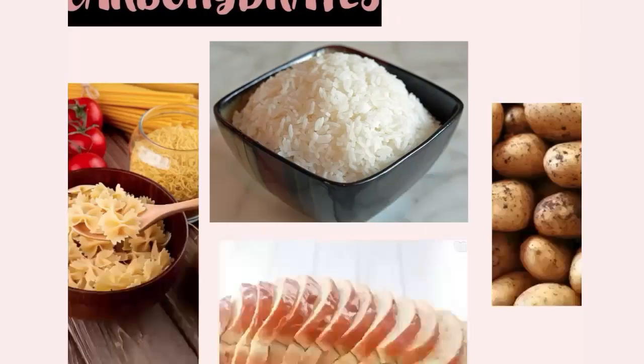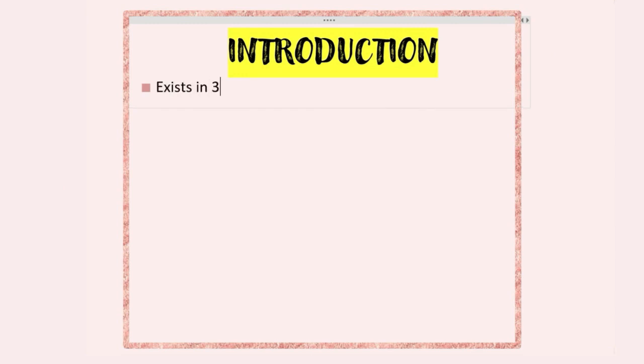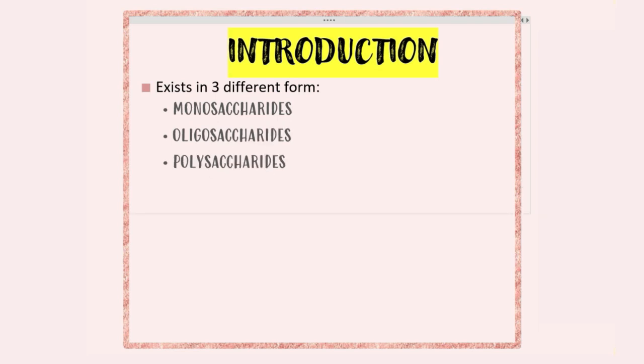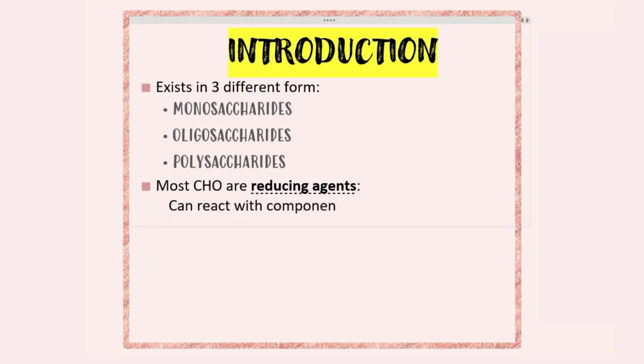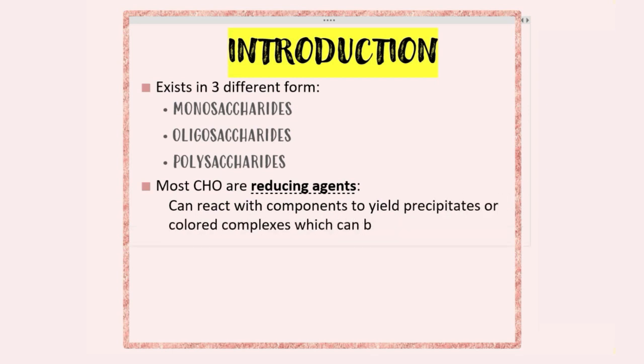Okay, so let's rewind back to some basic chemistry. We all know that based on the number of monomer molecules, dietary carbohydrate can be classified into either monosaccharides, oligosaccharides, or polysaccharides. Another fact that must be kept in mind when viewing carbohydrate analysis is that the majority of carbohydrates are reducing agents. What this means is that the carbohydrate can react with other components to yield precipitates which can be quantified. Don't worry, later we will go into more depth on this reducing sugar.